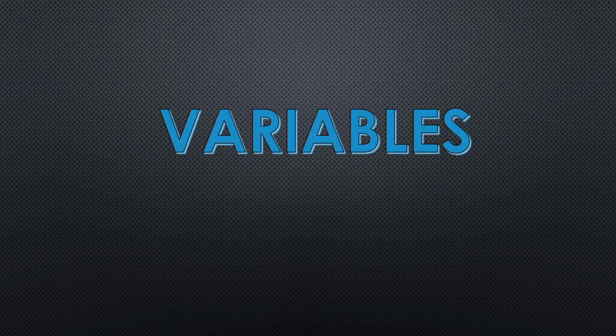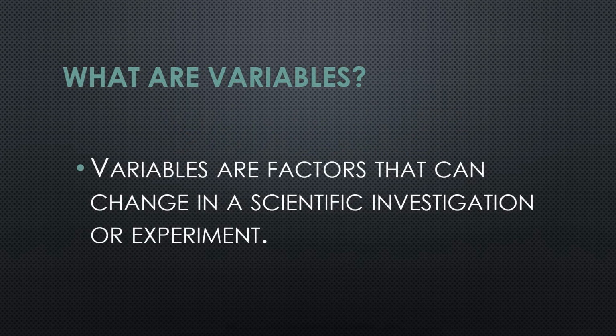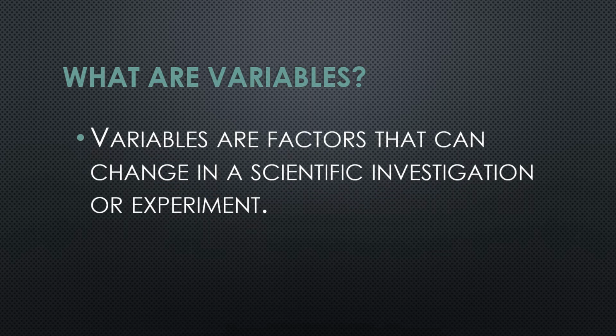As we are waiting for the results of the experiment, let's know more the important components of an experiment: variables. What are variables? Variables are factors that can change in a scientific investigation or experiment. These are the factors that are studied in an investigation. What are the types of variables?